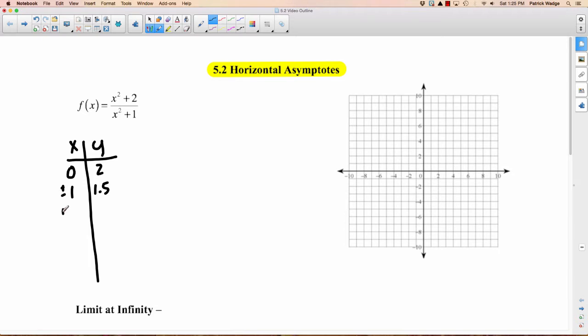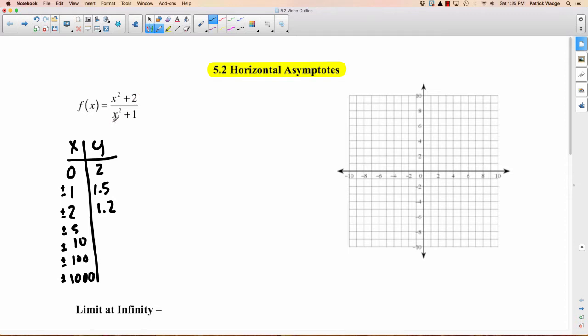Okay, just to speed it up again a little bit, we're going to do plus or minus 2, plus or minus 5, plus or minus 10, plus or minus 100, and plus or minus 1,000. And don't worry, I'm going to speed up here. So 2 squared is 4, plus 2 is 6. 2 squared is 4 plus 1 is 5, so we get 6 over 5, which is right around 1.2. Actually, it is 1.2.